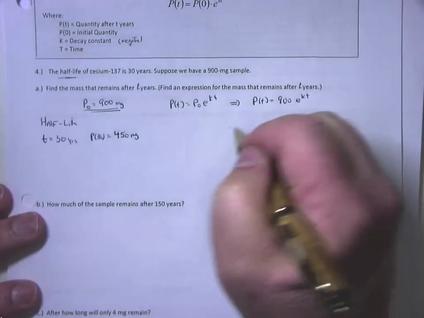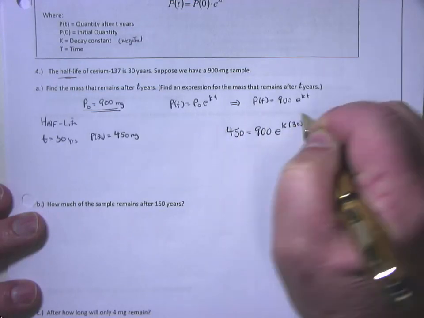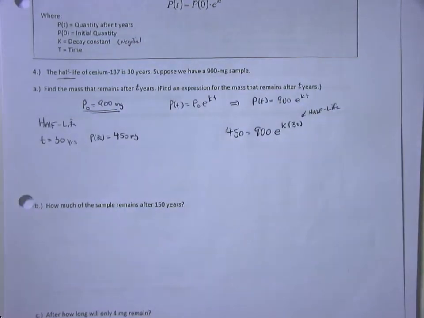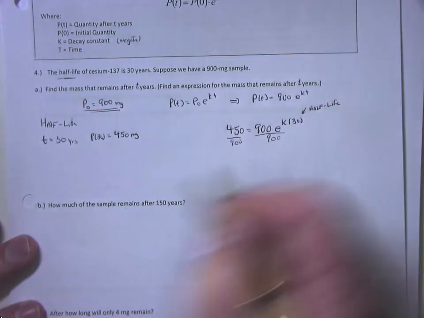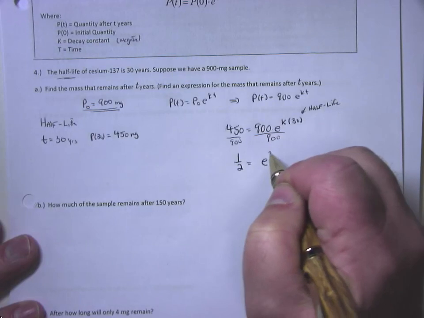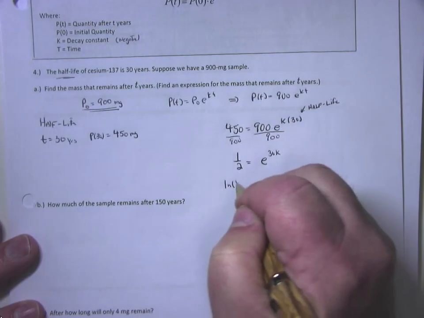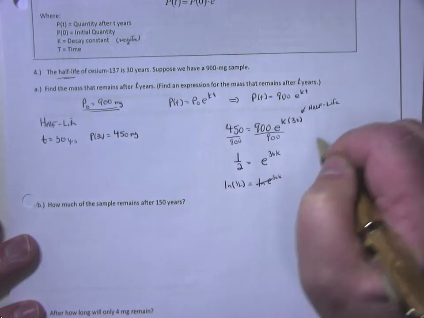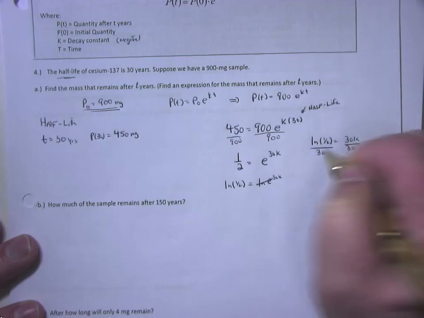So I end up getting 450 equals 900 e to the k times 30, the half-life number. Now solve for k. What's your first move? Divide by 900, and what a huge surprise, 450 divided by 900 is 1/2. So 1/2 equals e to the 30k. What kills off e? Take the natural log of both sides. Natural log of 1/2 equals the natural log of e to the 30k, and the e and the natural log cancel, leaving natural log of 1/2 equals 30k. To solve for k, I divide by 30.